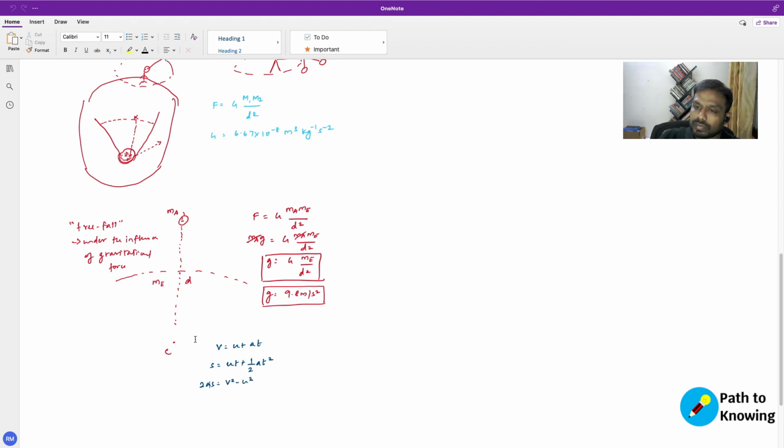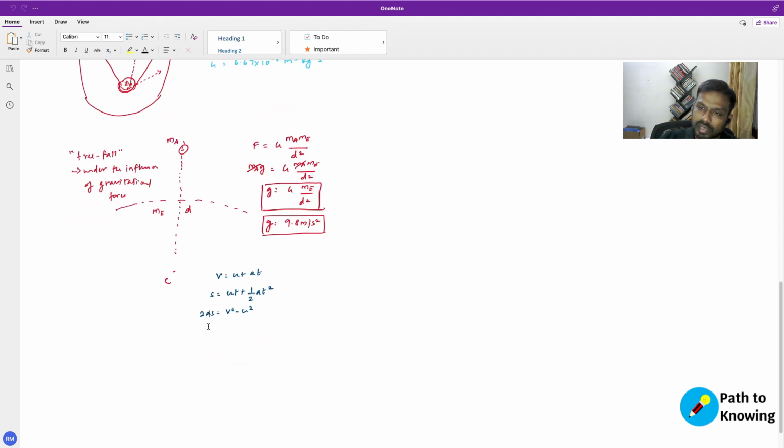So these were the three laws of motion, and for any object that is in free fall or under the influence of gravitational force, this acceleration would apply here. So we can write the same thing as v equals u plus gt. You can replace all occurrences of a with g, because that is the acceleration experienced by an object close to the Earth. So s equals ut plus half gt squared, and 2gs equals v squared minus u squared. So that is the three laws of motion restated for the gravitational force of the Earth.